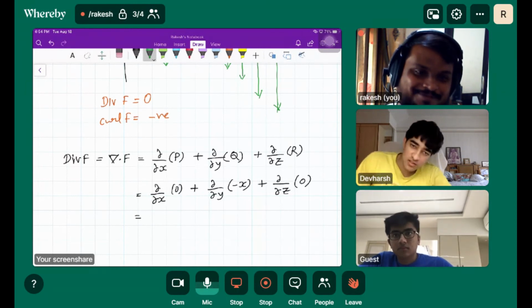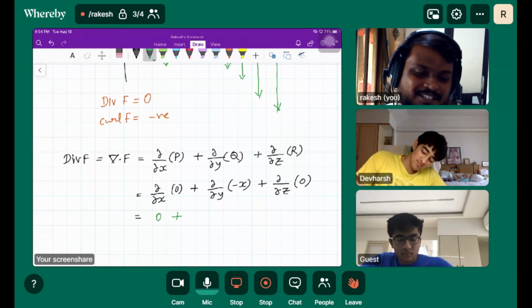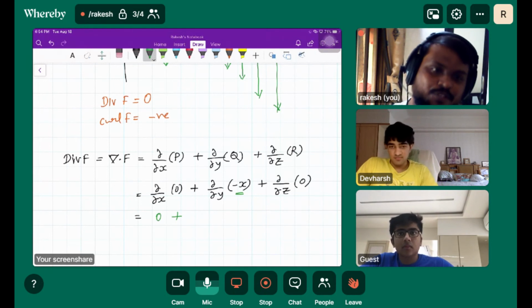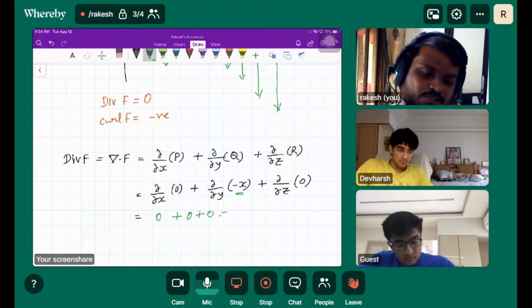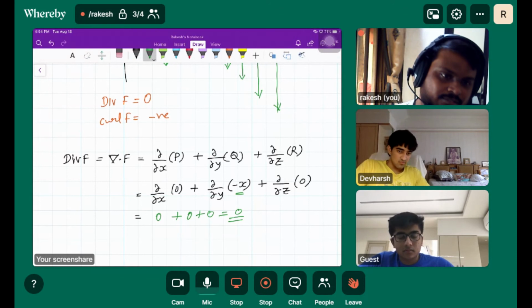What is del? 0 plus 0 plus 0 is 0. Okay, so 0, and this is again constant since we are finding the partial derivative with respect to y. So 0 plus 0 plus 0. So it came out as we thought, right?